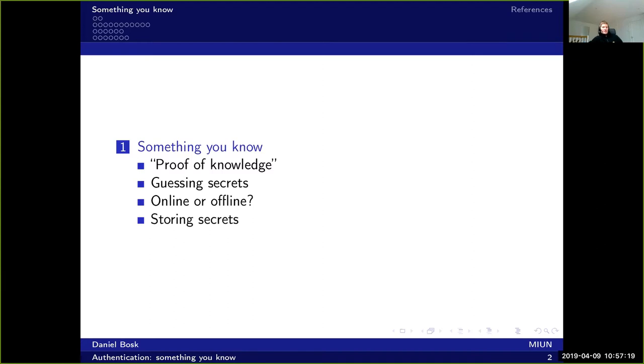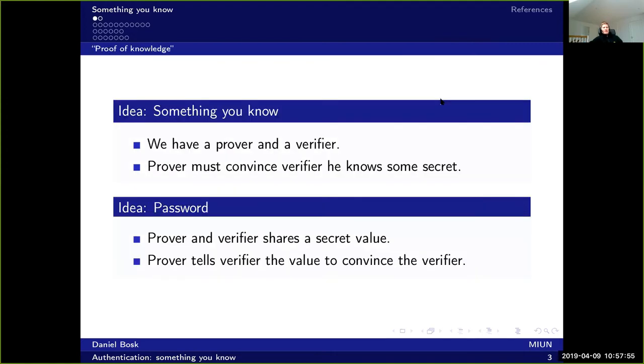which brings us into online and offline attacks and the differences there. And related to this is, of course, also how to store these secrets. Because if someone can get access to that storage, it should still be difficult to get the secrets. So it would be nice to have some way to verify the secrets without having the secrets being readable in plain text. So we'll talk a bit about that. But let's start with the proof of knowledge.